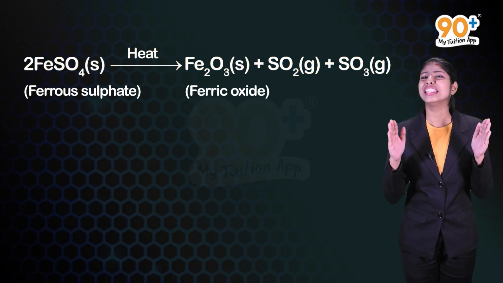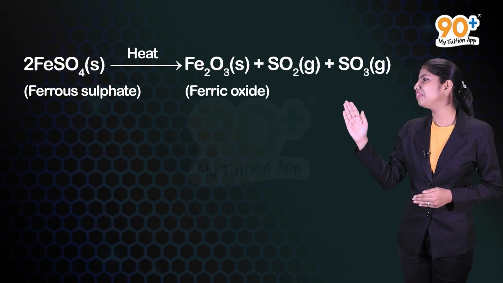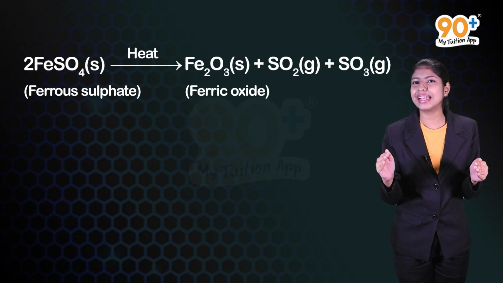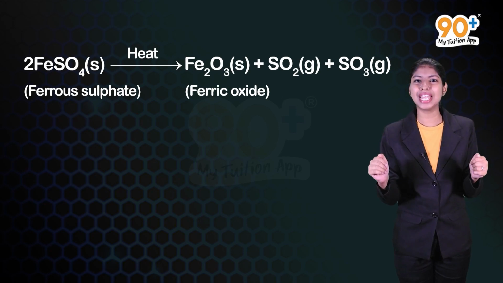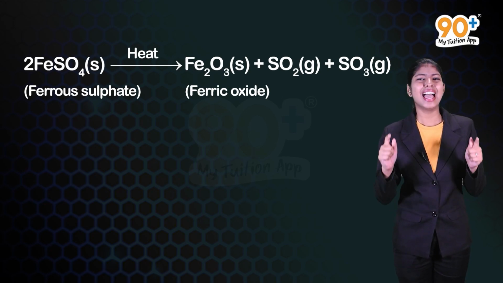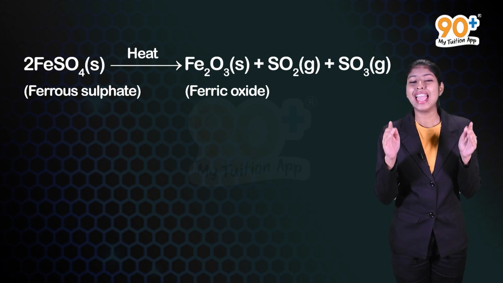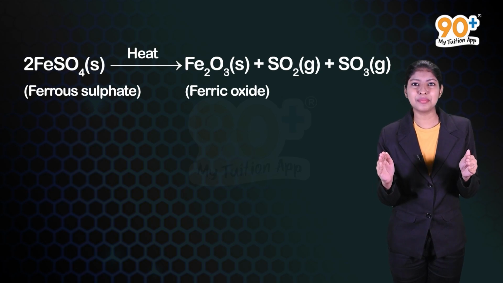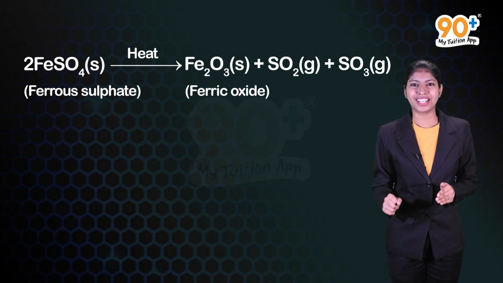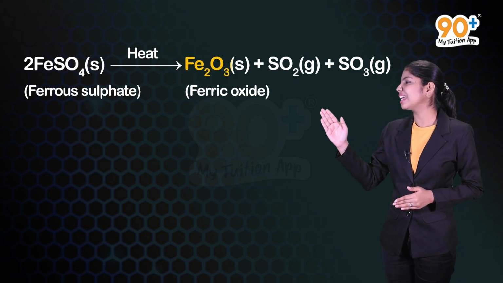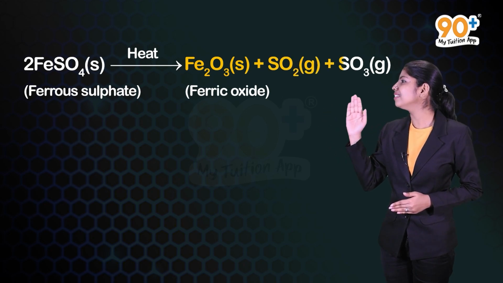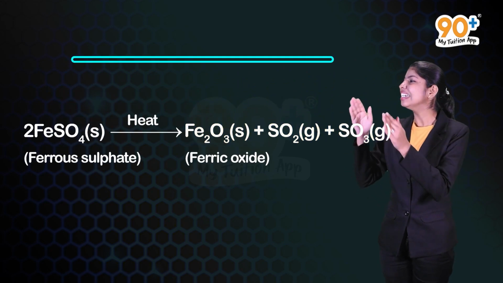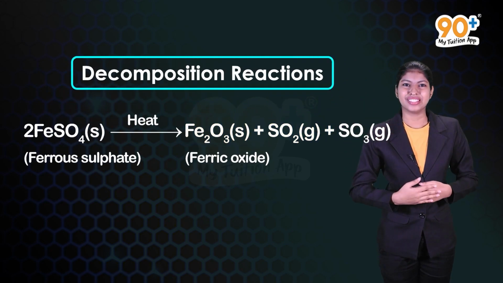Here we can see the byproducts are sulfur dioxide and sulfur trioxide. That's why we are getting a smell similar to that of burning of sulfur. And can you observe one thing? A single reactant, that is ferrous sulfate, is decomposed to form 3 different products such as ferric oxide, sulfur dioxide and sulfur trioxide. Such type of chemical reactions are called decomposition reaction.